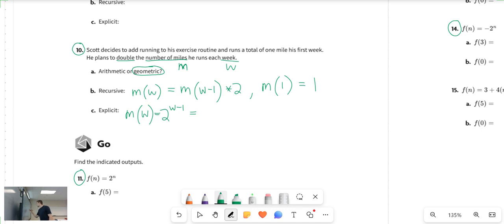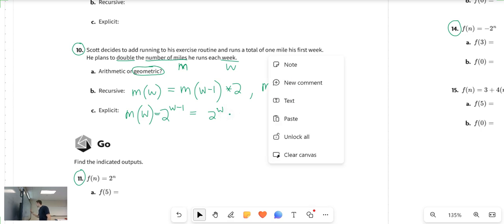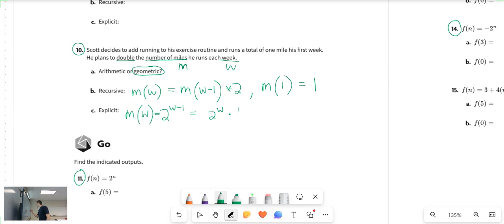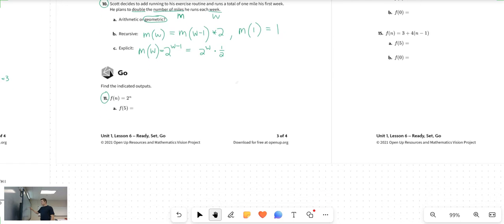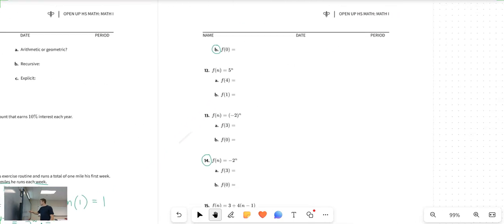We could also say that he runs 2 to the W miles each week. But the first week, he actually only runs half of 2. So it would be 1/2 of 2 to the W. So either one of these would be correct. These are both explicit functions that'll work just fine. But those are equivalent. So that's the recursive and the explicit. And all right, we're going on to the next page.